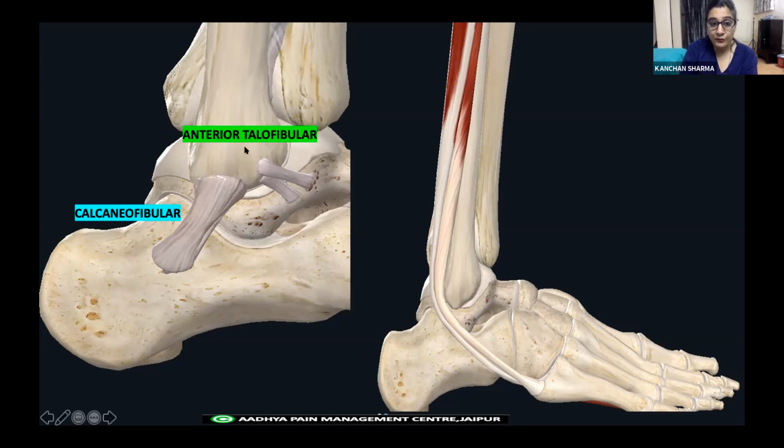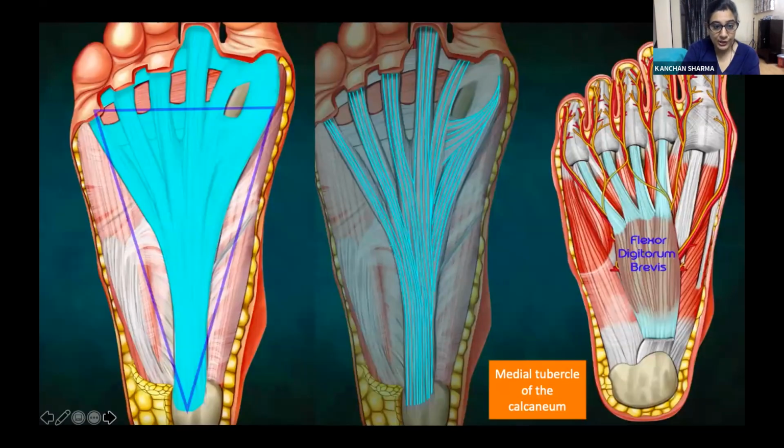It is from the fibula to the talus. And then you have your calcaneofibular, that is from the calcaneum to the fibula. So they maintain the lateral stability. Medial side, the deltoid ligament maintains the medial stability, and they for the lateral stability. And the ligaments which are joining the tibia and the fibula, they maintain the anterior stability as well as the posterior. Then this is the plantar fascia.